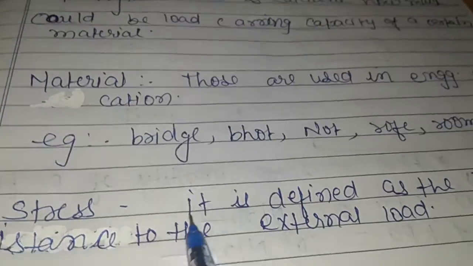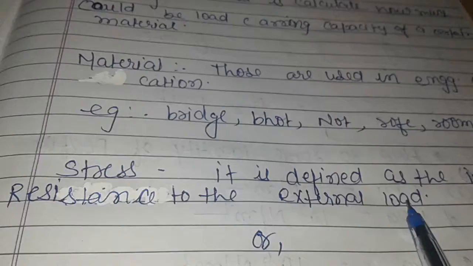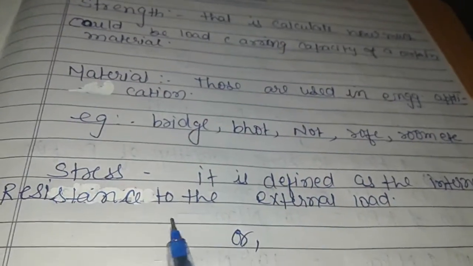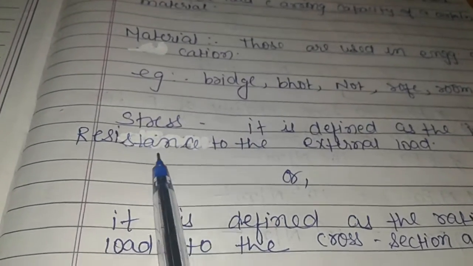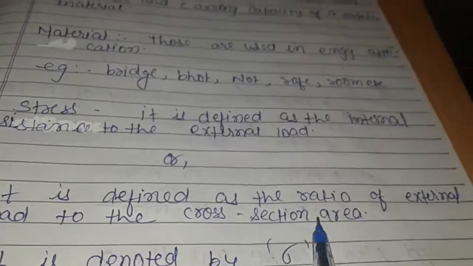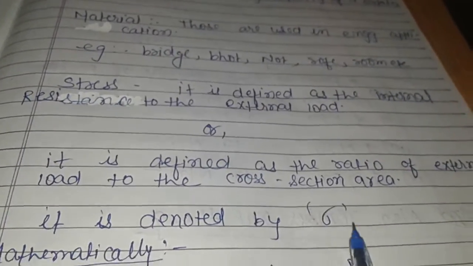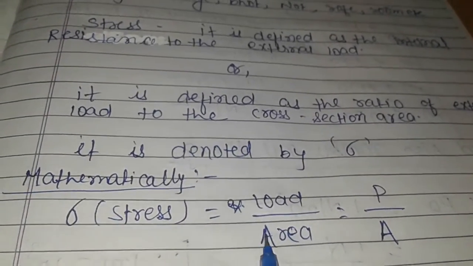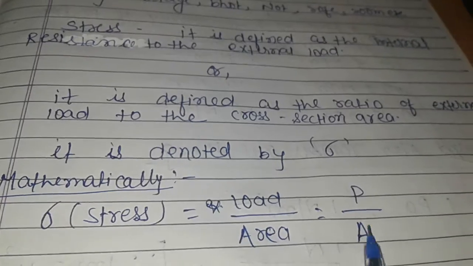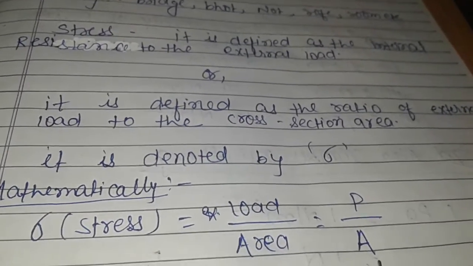What do you mean by stress? It is defined as the internal resistance to the external load. Another definition: stress is the ratio of internal load to the cross-sectional area. It is denoted by sigma. Mathematically, stress sigma equals load divided by area A, where load is denoted by P and area is denoted by A.